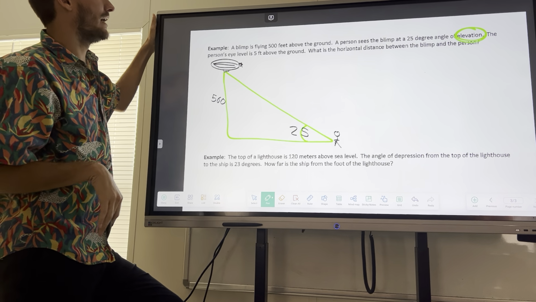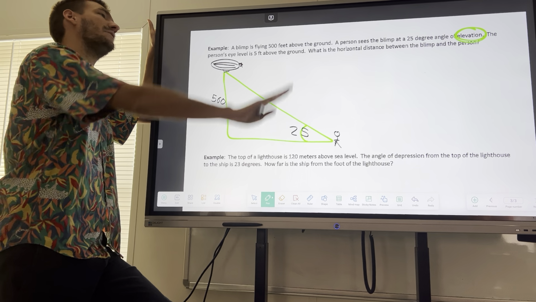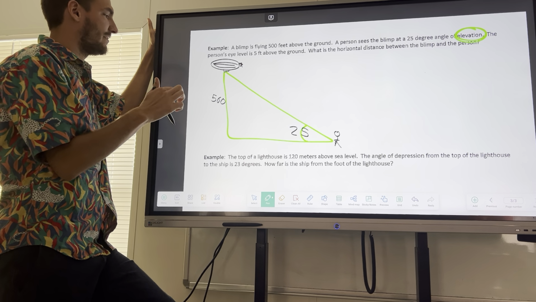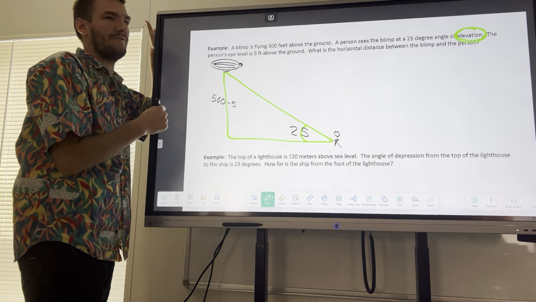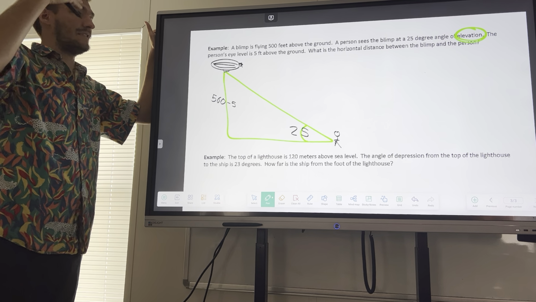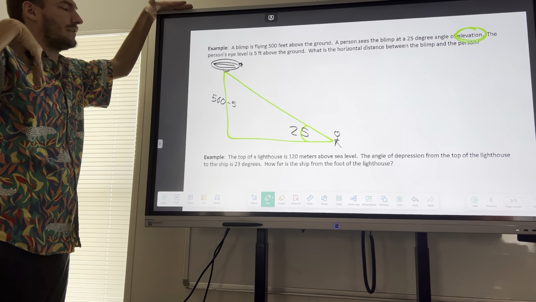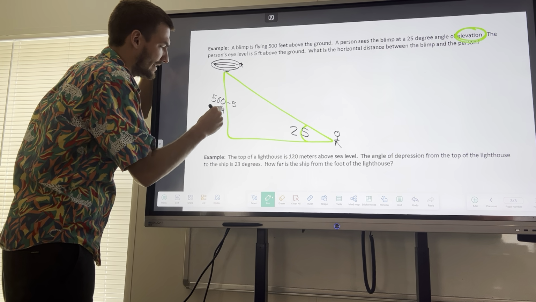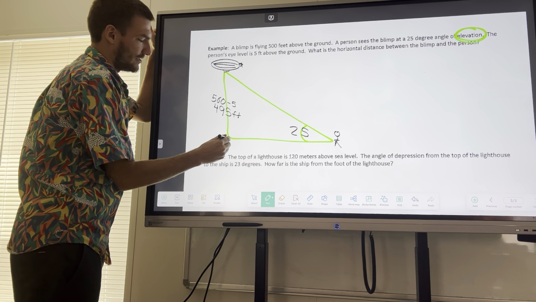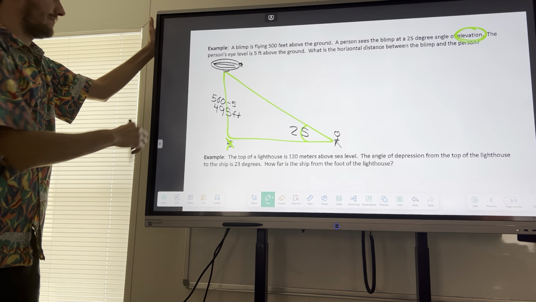I'm doing my best. If the person is looking up, we don't want to measure from the person's foot up because they're seeing from their eyes. So just like Dory said, that 5, we're going to need to take away from the 500, because if the blimp is 500 feet up in the air and the person's eye level is 5 feet, maybe that means they're like 5'3" or 5'4" or something, then this blimp is 495 feet above them. And then there's 5 extra feet down here that we don't really care about.